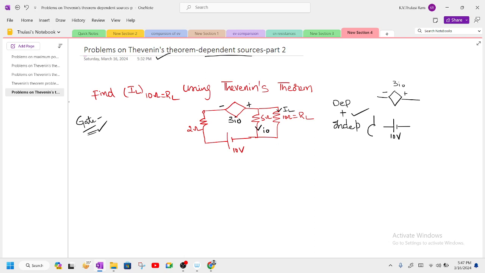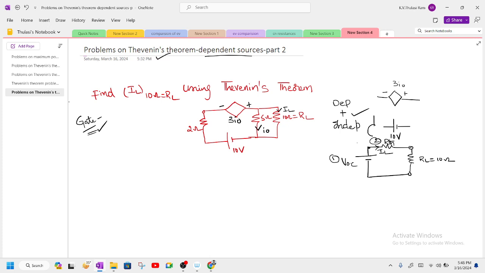Let us first try to find out the first step. The first step of solving this is we need to find out two parameters. First one is the open circuit voltage, and then we want to find out the Thevenin's resistance. Here the load resistance is already mentioned in the problem, RL, which is equal to 10 ohm. So first let's solve VOC, and second let's find R Thevenin and the amount of current IL that flows.